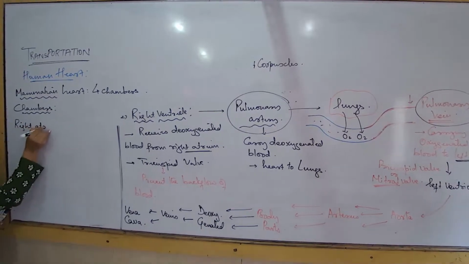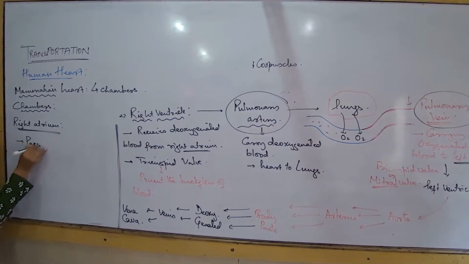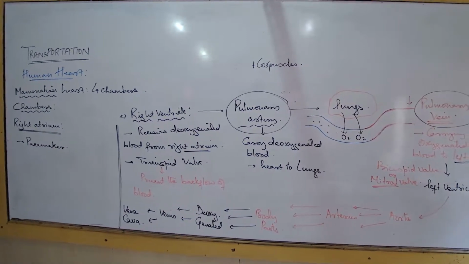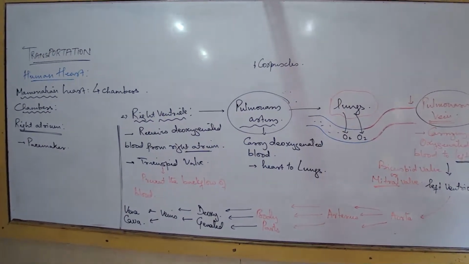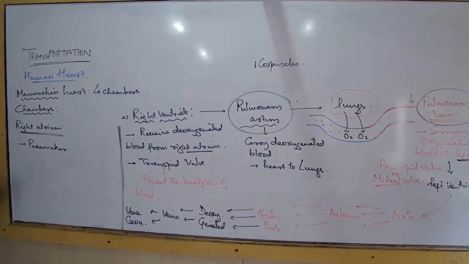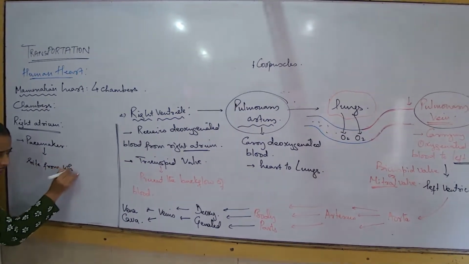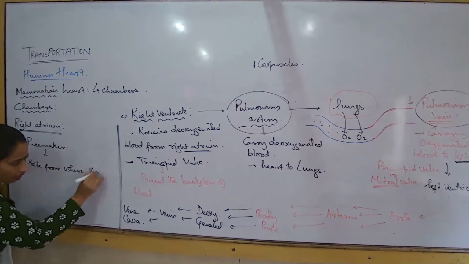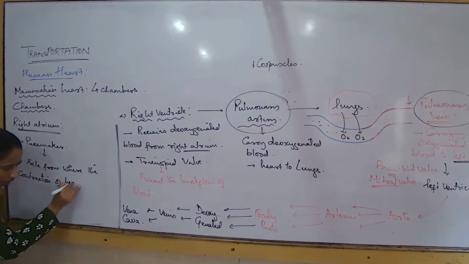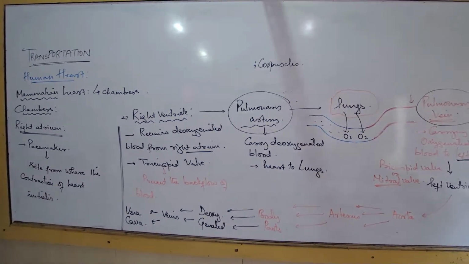On the inner wall of the right atrium, there is a set of muscles, and these set of muscles are known as the pacemaker. What is the meaning of pacemaker? From here, from the wall of the right atrium, the process of contraction starts. So what is pacemaker? It is the site from where the contraction of the heart initiates or starts. So that is always known as a pacemaker.